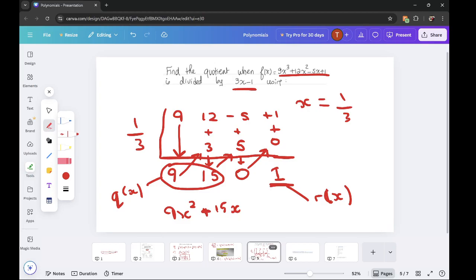Since you're reducing the degree by 1, you can't obviously write it as 9x plus 15. Since it's a cubic equation, you have to write it in this way. If it was a quartic equation and you only got 2 terms, you would have to write 9x cubed plus 15x squared. Yes, and that's synthetic division for you.